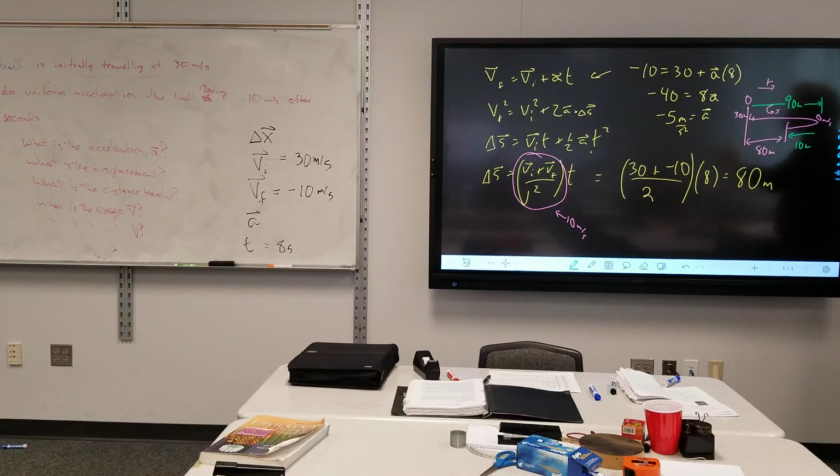So my average speed would be 100 meters divided by 8 seconds, which is 12.5.